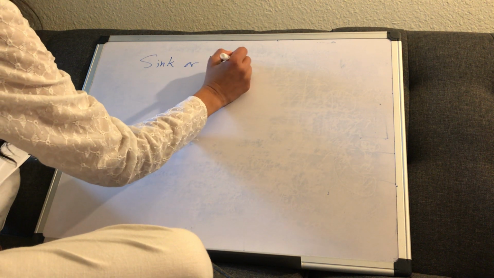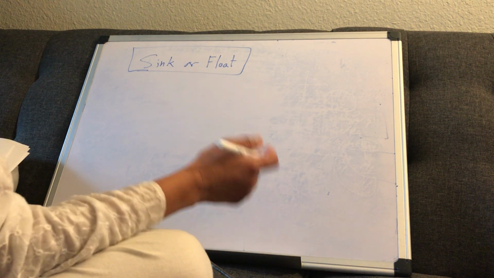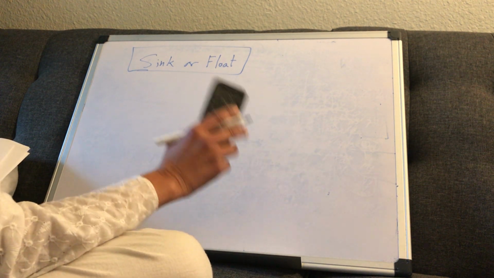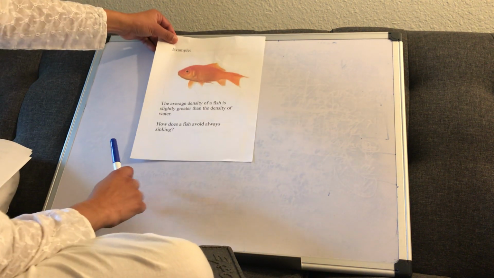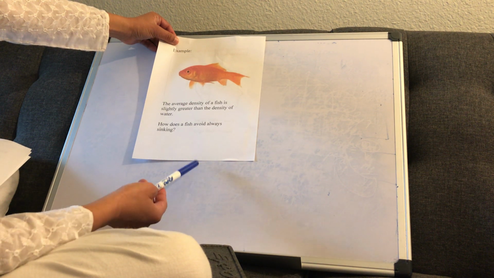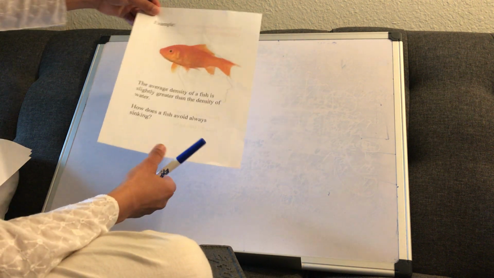All right, so now we learned about Archimedes principle. I want you guys to figure out how to determine whether an object will sink or float. Please read your textbook and find out how you could determine whether the object will sink or float. This is for you to work on later, after we are done with the lecture. That will also bring us to this question here: the average density of a fish is slightly greater than the density of water. How does a fish avoid always sinking? Please come up with the answer for this question after you read about sink and float.